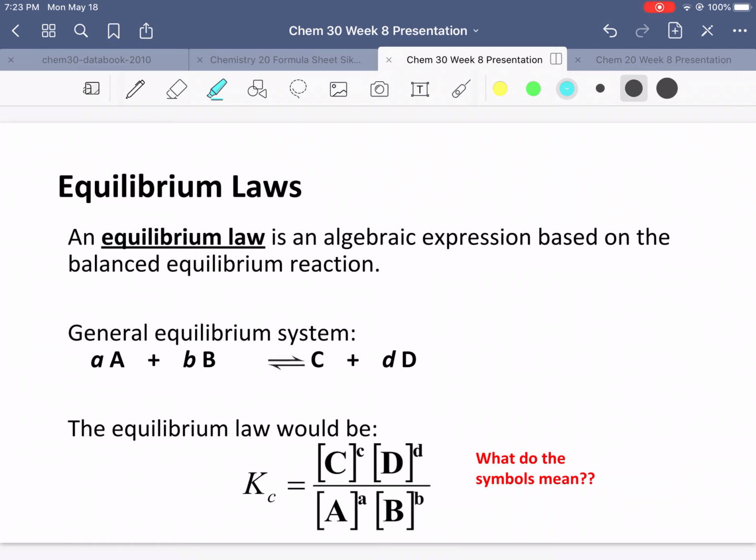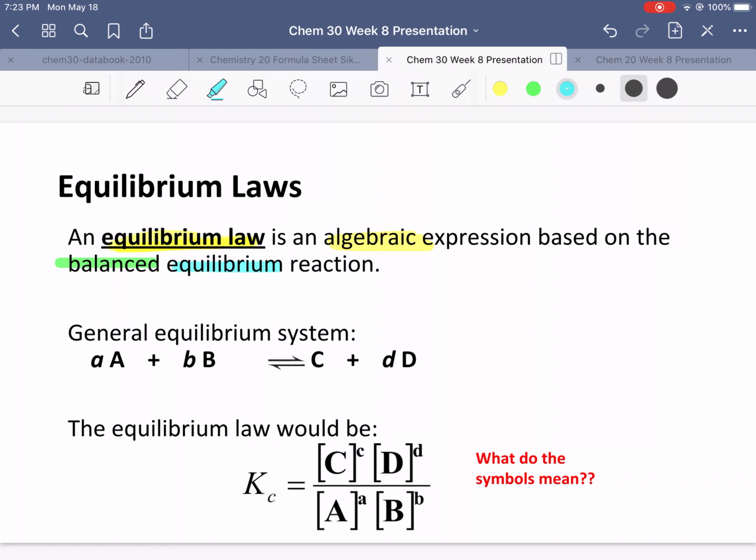An equilibrium law, by definition, like I said, is algebra, right? Which means there's an unknown that you can figure out as long as you have all the other variables. And these laws are based on perfectly balanced, keyword here, equilibrium reactions. So the concentrations have to be specific to when the reaction is at equilibrium, when the forward reaction and the reverse reaction are happening at the exact same rate at a constant temperature.